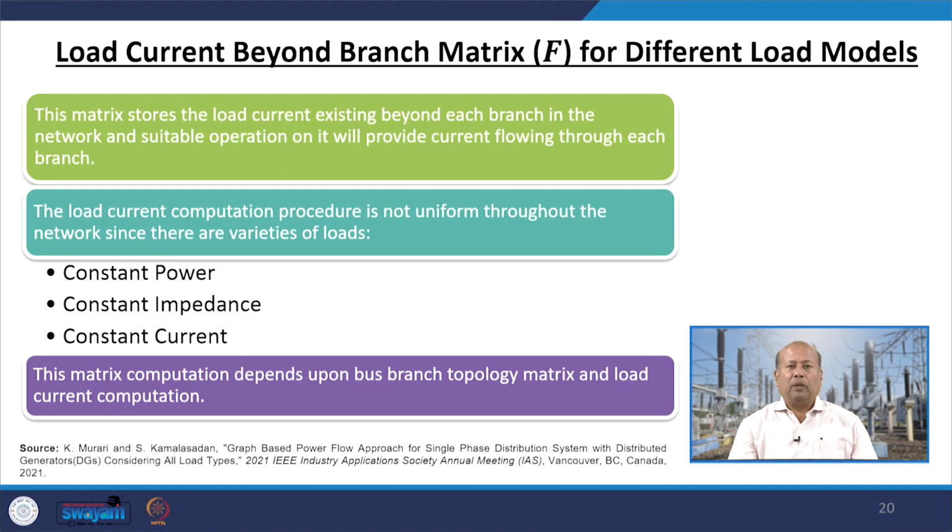Now, the load current beyond branch matrix F for different load models. This matrix stores the load current existing beyond each branch in the network, and suitable operation on it will provide the current flowing through each branch. The load current computation procedure is not uniform throughout the network since there are varieties of loads, such as constant power, constant impedance, and constant current. This matrix computation depends upon the branch topology matrix and load current computation.